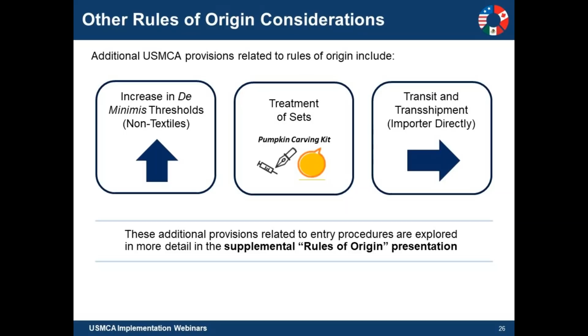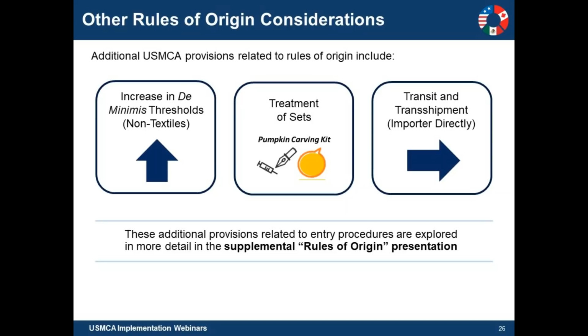Additional rules of origin considerations, starting with the de minimis. So goods can originate under these criteria, assuming that the de minimis threshold is upheld. The de minimis allows for not more than 10% of the value of the non-originating material to be used in the production of the good. Next, we'll talk about treatment of sets classified as a result of the application of General Rule of Interpretation 3. They can qualify if not more than 10% of the non-originating value of the good in the set meets that 10% threshold.